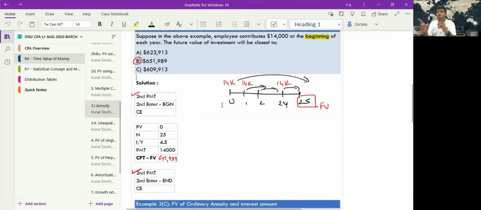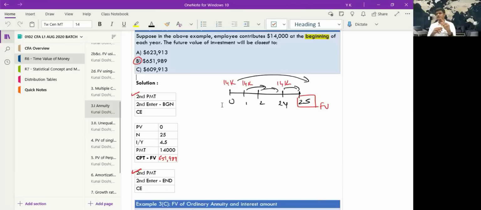So this is accurate. When is this accurate? When I change my mode to the beginning, it automatically throws me not at the end of 24, but at the end of 25. So it does the job which I want to do manually. Okay. Clear?